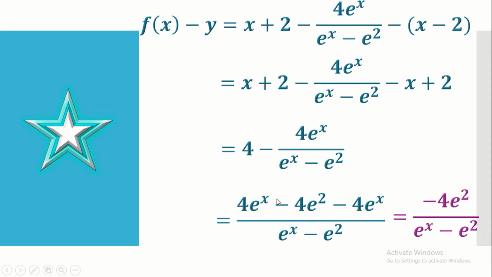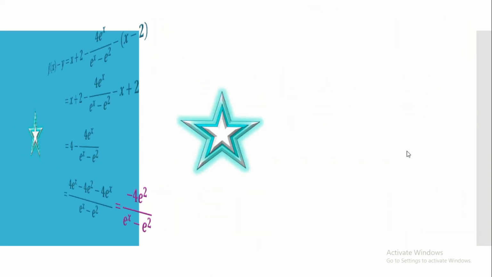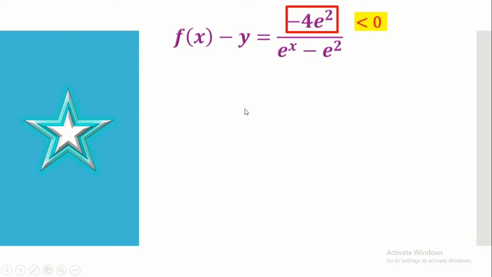Here we can simplify 4 exponential x by 4 exponential x. So it gives us minus 4 e squared over exponential x minus e squared. Now let's study its sign together. So we have calculated that f of x minus y is equal to minus 4 e squared, which is negative, over exponential x minus e squared, which is positive for every x greater than 2, on the given interval from 2 till plus infinity.